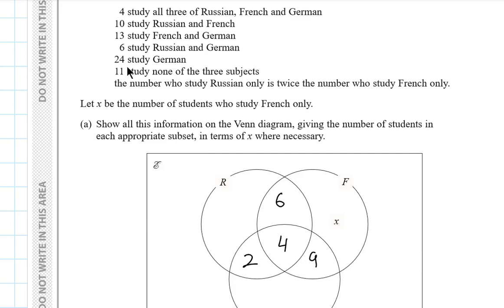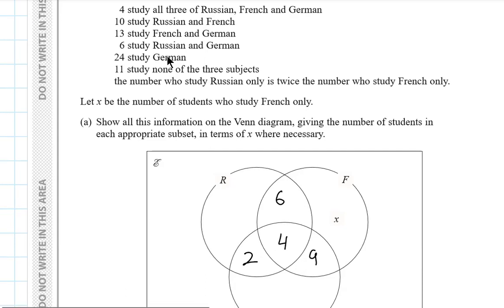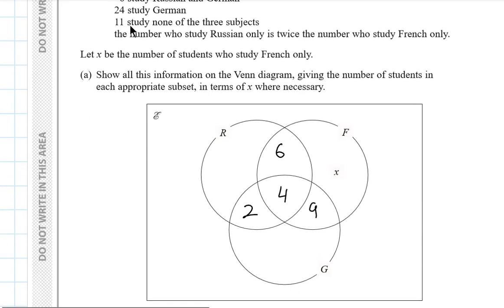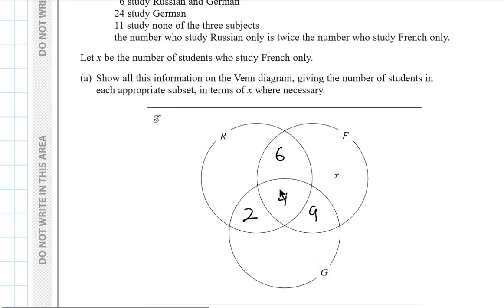After that, 24 study German. The whole circle of G should be 24. And I have already 13, plus 2, 15. So we have 9 here. And then 11 study none of the 3 subjects. 11 outside of all here. This is 11, outside of all 3 circles.